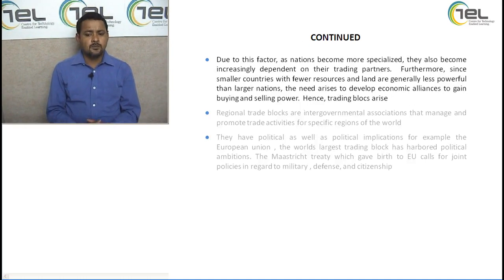Due to these factors, as nations become more specialized, they also become increasingly more dependent on their trading partners. They require the commodity from them. I will give you a recent incident. Iran is one of the largest producers of oil resources all over the world. But Iran has some serious differences over the usage and development of nuclear reactors, nuclear energy, and even nuclear warheads. It has serious problems with Israel and the United States of America.